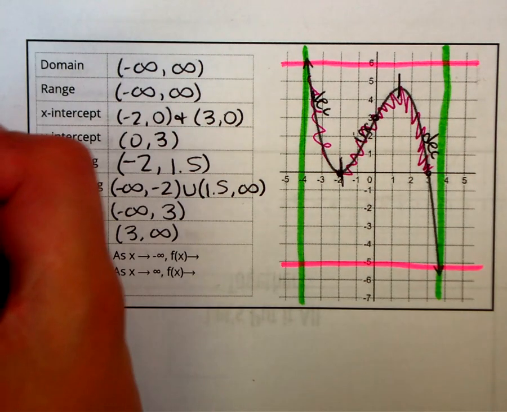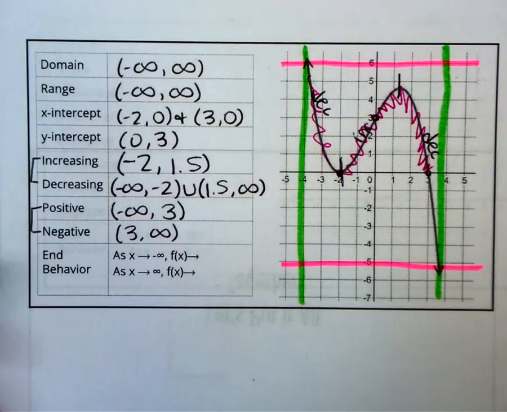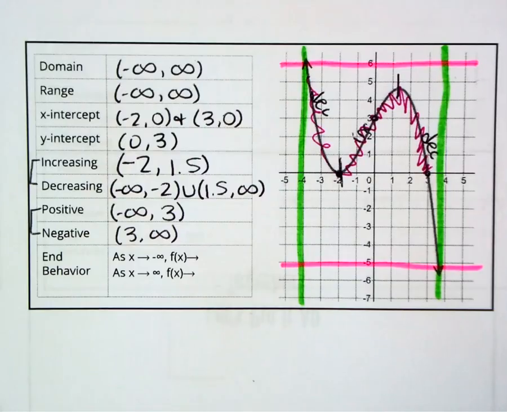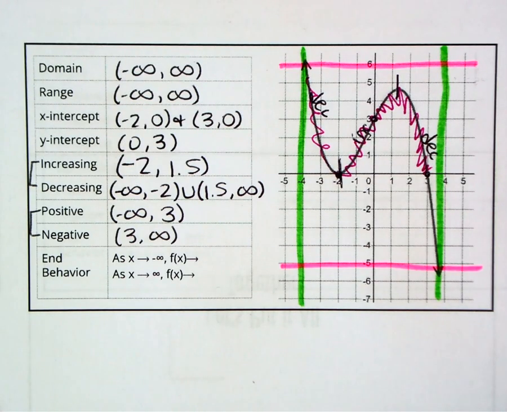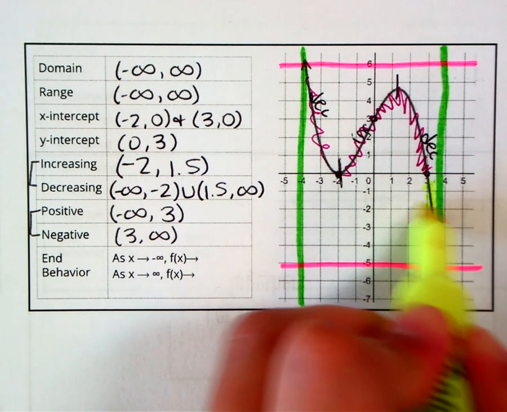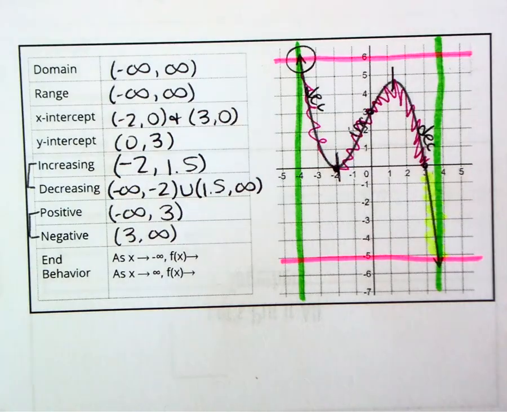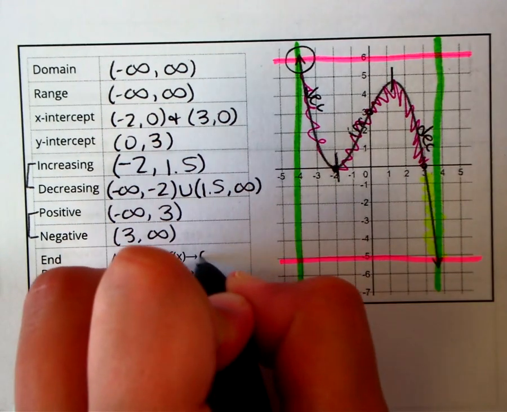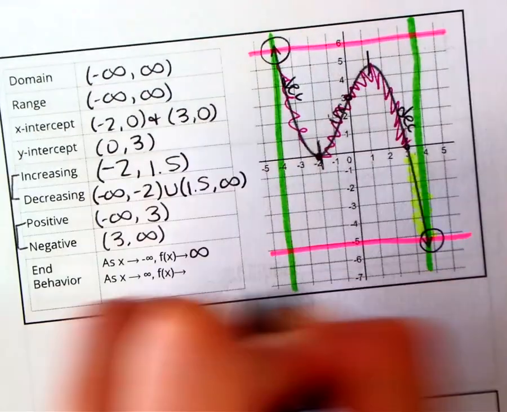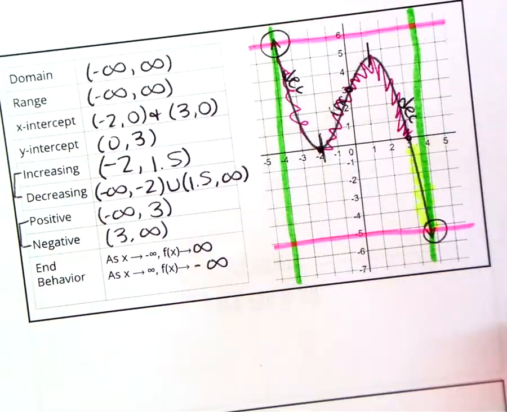When you fill in positive, negative, and increasing, decreasing, if you'll go back and check, it should include all of your values. It should include the entire domain that you already identified. Go ahead and highlight that -2 so you can see it. All right, and then my end behavior, my left side is going up, so I'd have positive infinity, and my right side is going down, so I would have negative infinity.